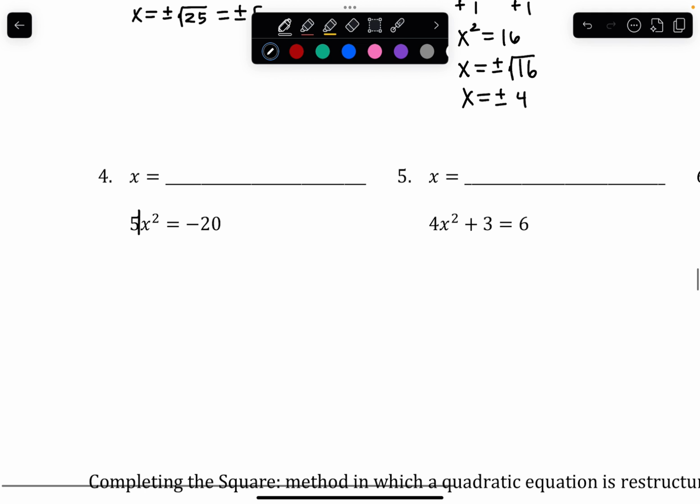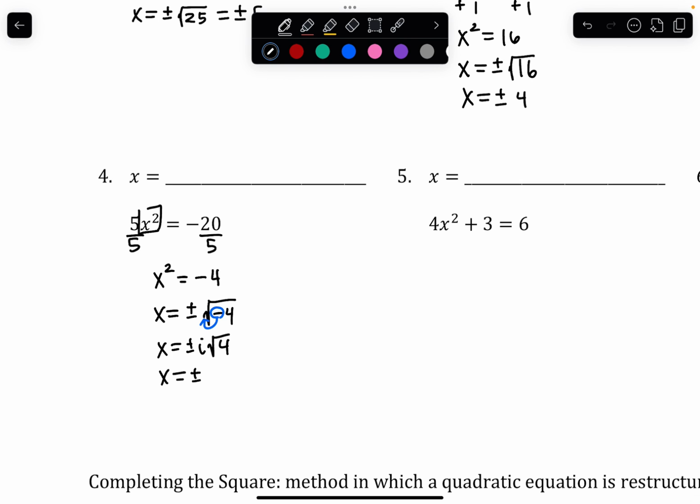Okay, here once again we need to isolate the squared term. So divide both sides by 5, and we get x squared equals negative 4. Using our square root property, x equals the positive negative square root of negative 4. And we know when we see a negative under the radical, we need to take an i out. And so that means x equals positive negative i square root of 4, which we know is positive negative 2i.